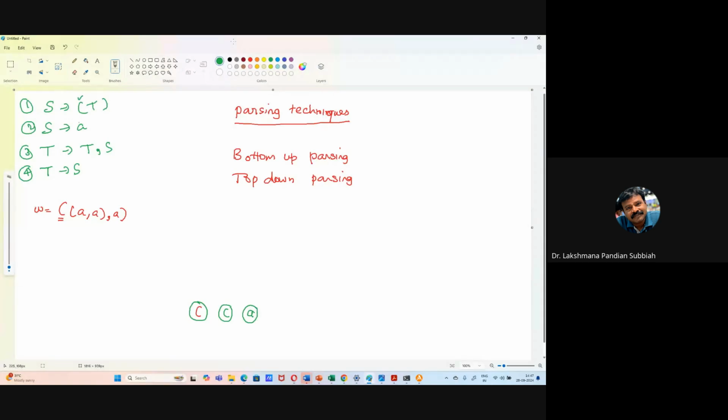Now for that leaf we are having now this substring matched with the right hand side of any one of the production rules. So that is production rule number 2, we are having a. This substring is matched with it. So we can reduce that one by S.